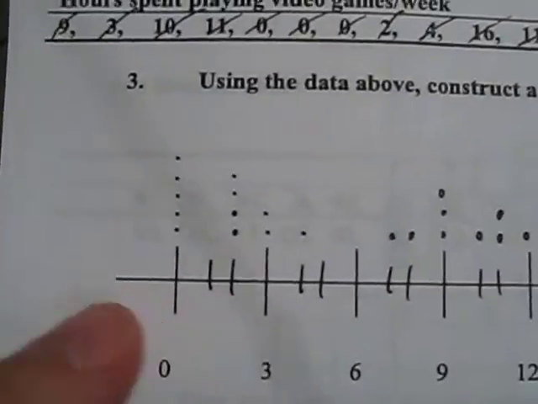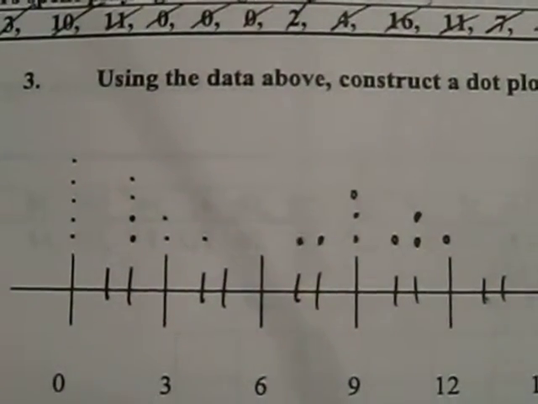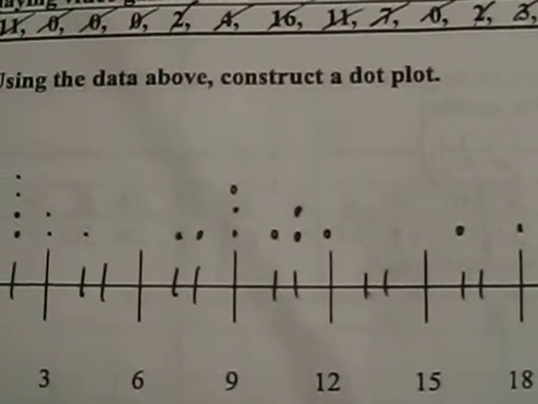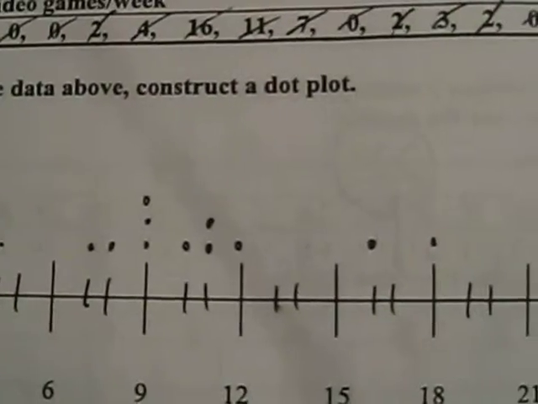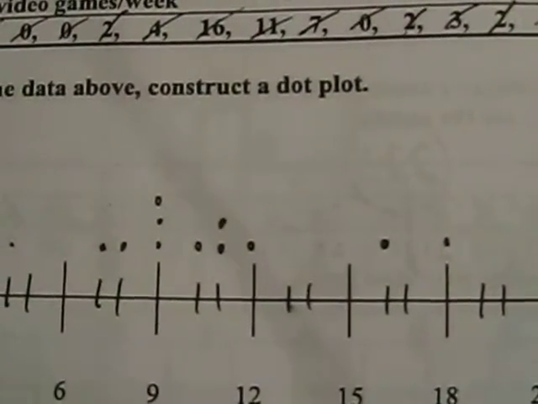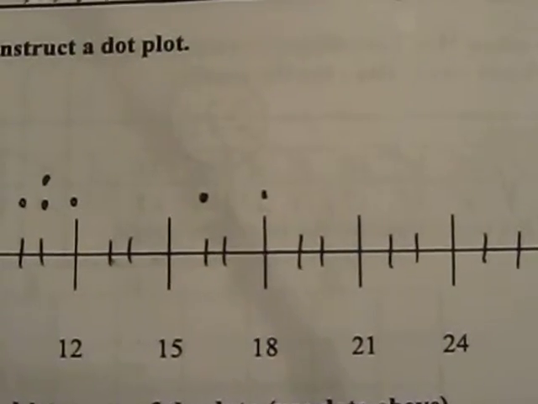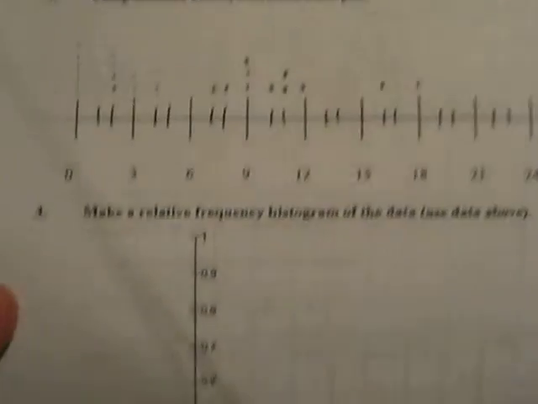It looks like we have 5 dots at 0, 4 dots at 2, 2 dots at 3, 1 dot at 4, 1 dot at 7, 1 dot at 8, 3 dots at 9, 1 dot at 10, 2 dots at 11, 1 dot at 12, 1 dot at 16, and 1 dot at 18, and that's the range.